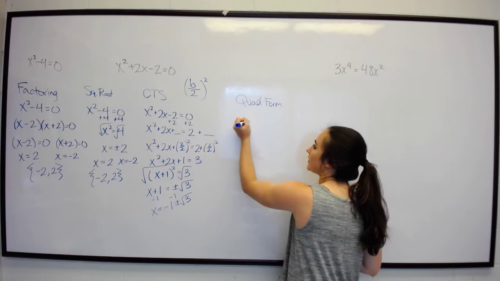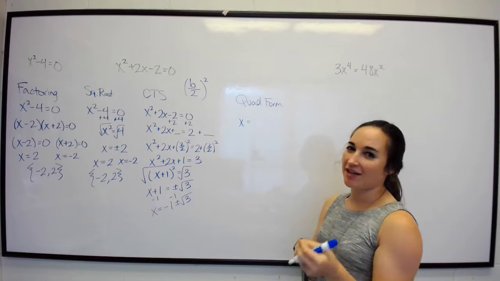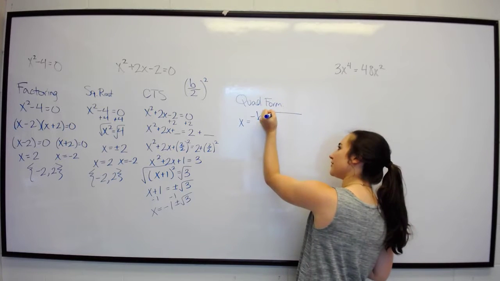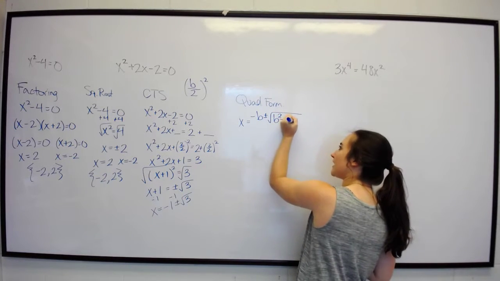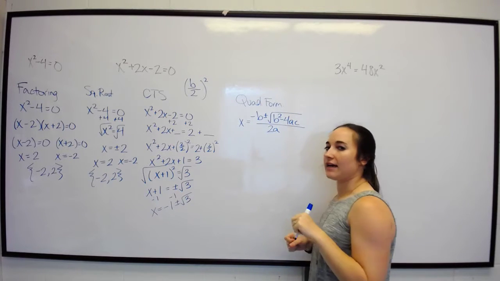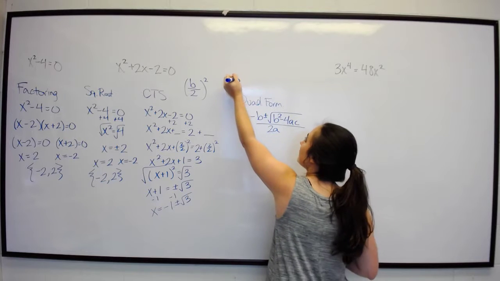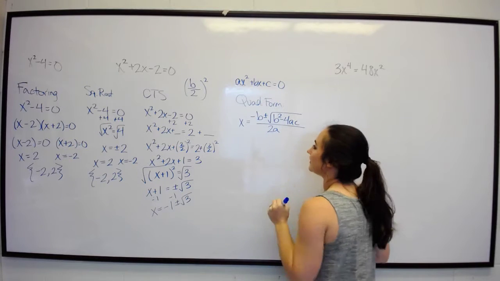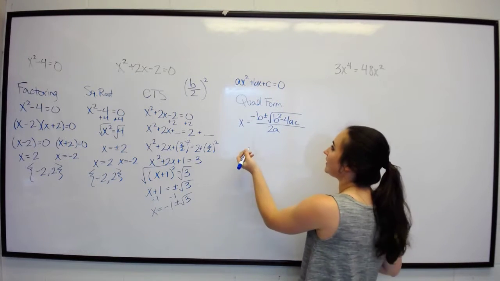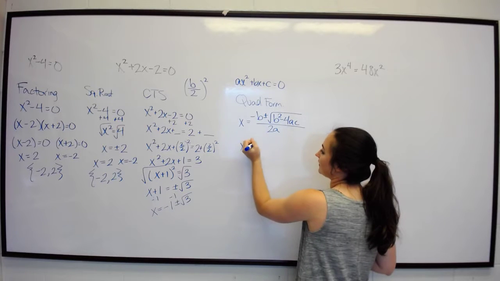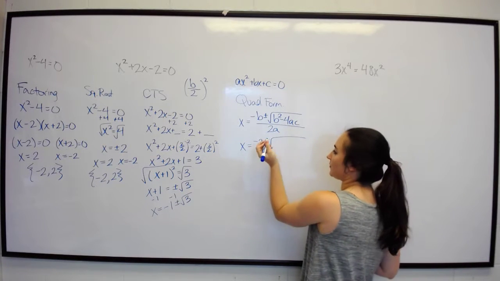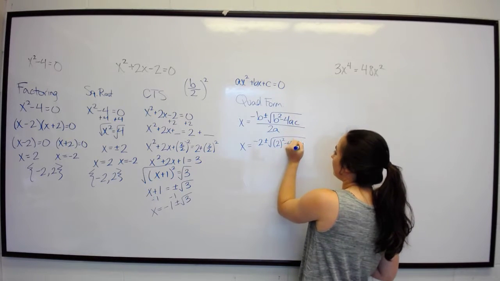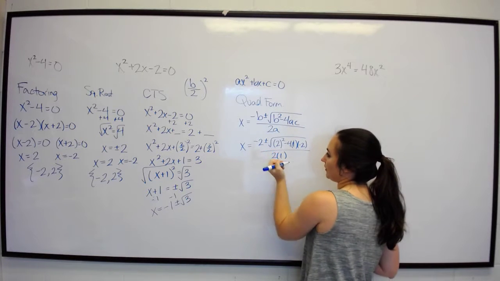And the quadratic formula is derived from completing the square of a standard form of a quadratic, but it's x equals -b plus or minus the square root of b squared minus 4ac all over 2 times a. And what we should know is that it only works when we have ax squared plus bx plus c equals 0, which is what we have for this problem here. In this problem, we'll have x equals -2 plus or minus the square root of 2 squared minus 4 times 1 times -2 all over 2 times 1.